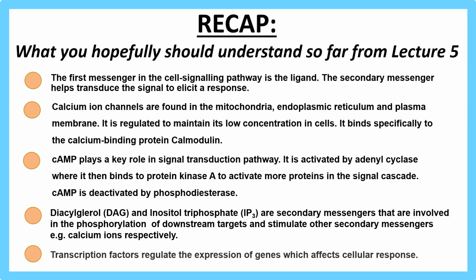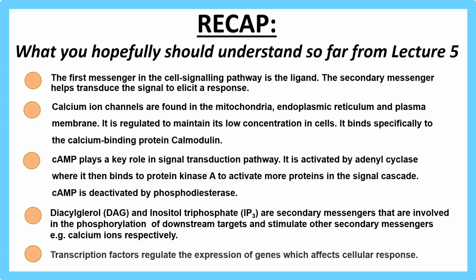So hopefully from last week you should have understood that the first messenger in the cell signaling pathway is the ligand. The secondary messenger is involved in signal transduction, so that is necessary in order to perform a cellular response. Calcium ion channels are found in organelles, which are little organs found in cells, such as mitochondria, endoplasmic reticulum, and plasma membrane. It is regulated to maintain its low concentrations in cells. It binds specifically to the calcium binding protein calmodulin.